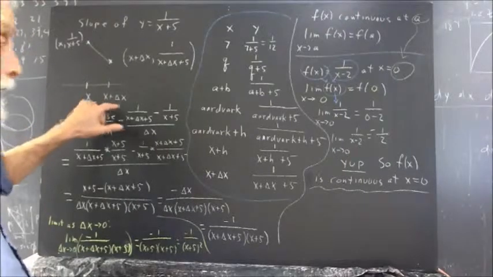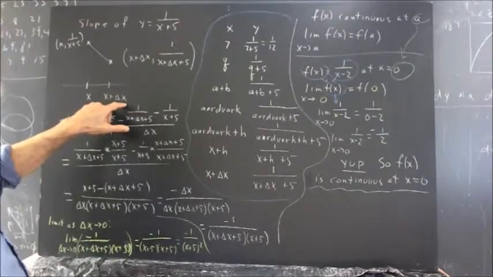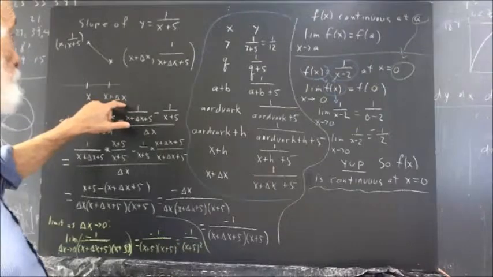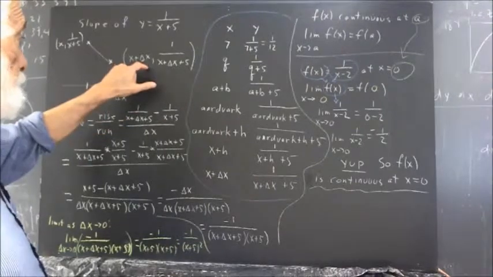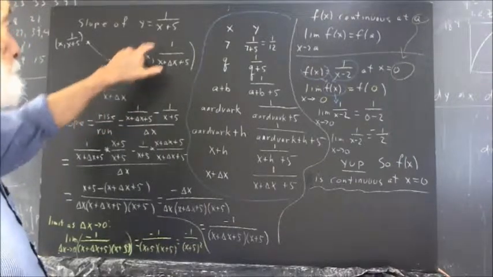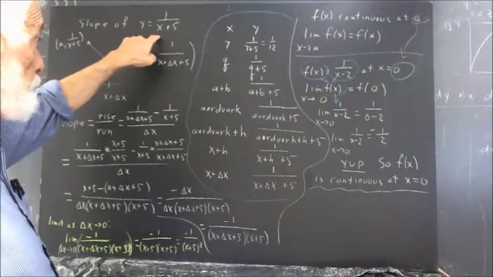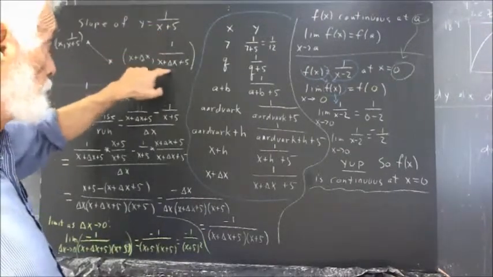If x plus delta x is another nearby point, then the coordinates of the graph at that point are x plus delta x, and what we get by replacing x here with x plus delta x: 1 over x plus delta x plus 5.